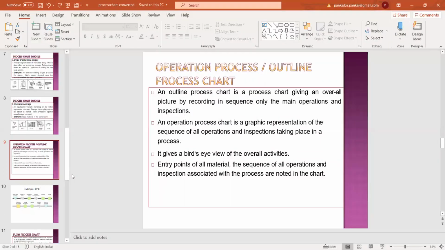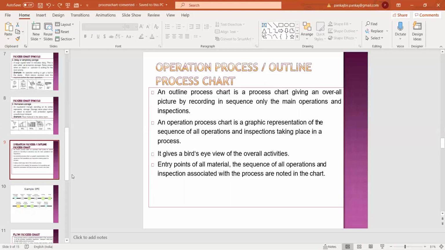There are basically three kinds of process chart. The first process chart is known as the outline process chart. So what is an outline process chart? An outline process chart gives you the overall picture of the process in one diagram or one graph. It considers only main operations and inspections.